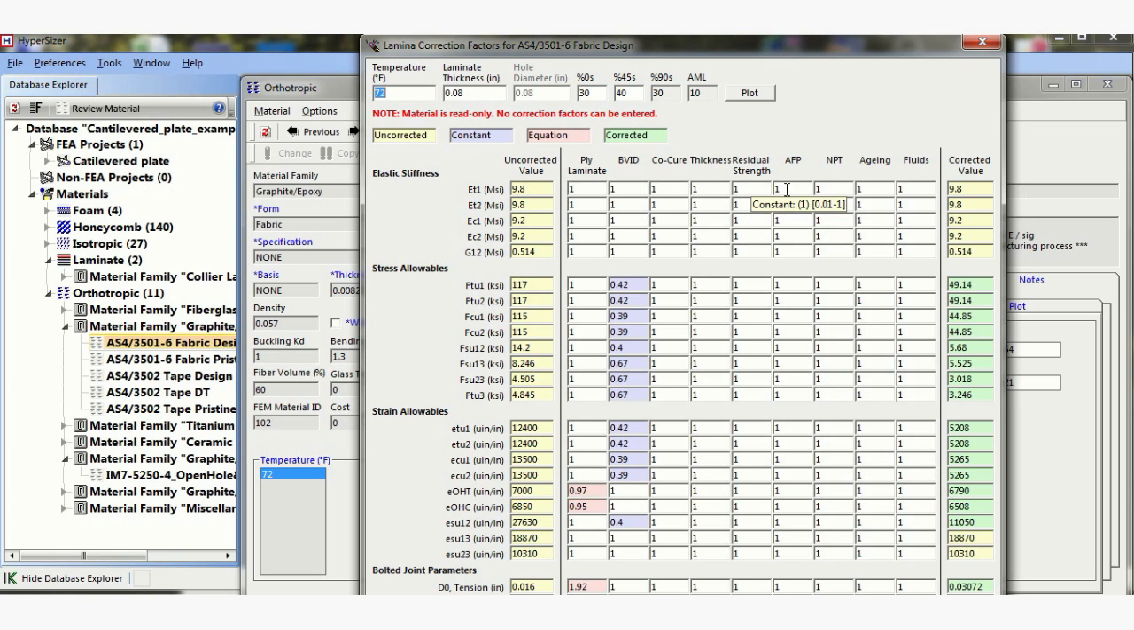AFP, that's a manufacturing process, and it's automated fiber placement, usually used for large flat structures. We try to put down a lot of plies all in one go, but there's some pretty significant issues with this process, and we end up with lower allowables. So there's a weight penalty to using this AFP process, which a lot of people don't really recognize. But also there's a significant correction factor, and it can be for all stiffness, strength, and strain allowables.